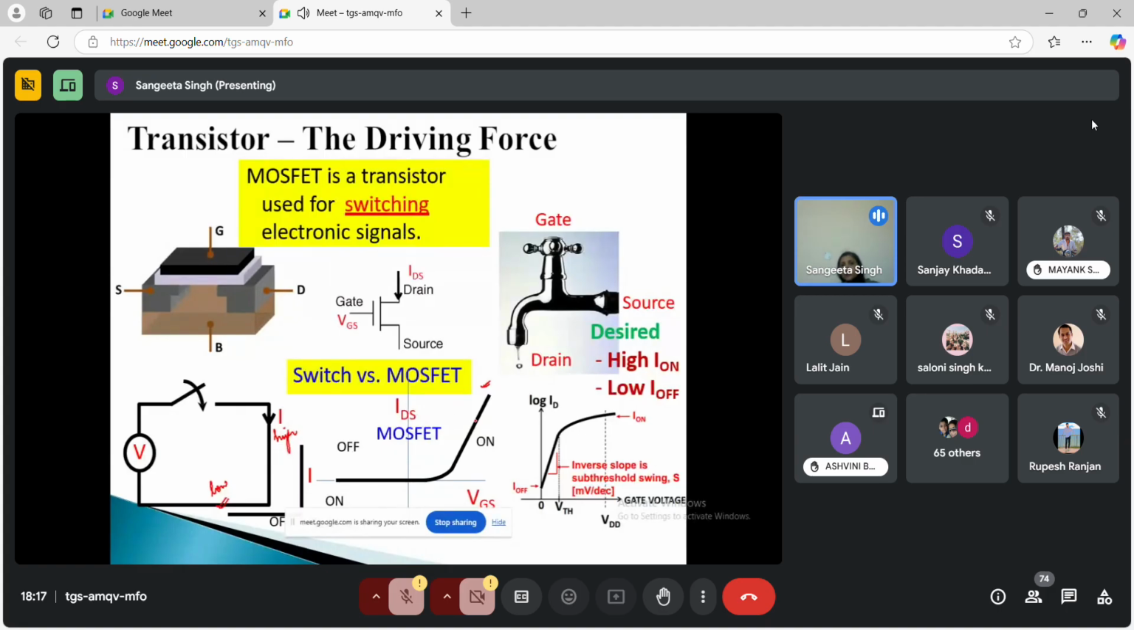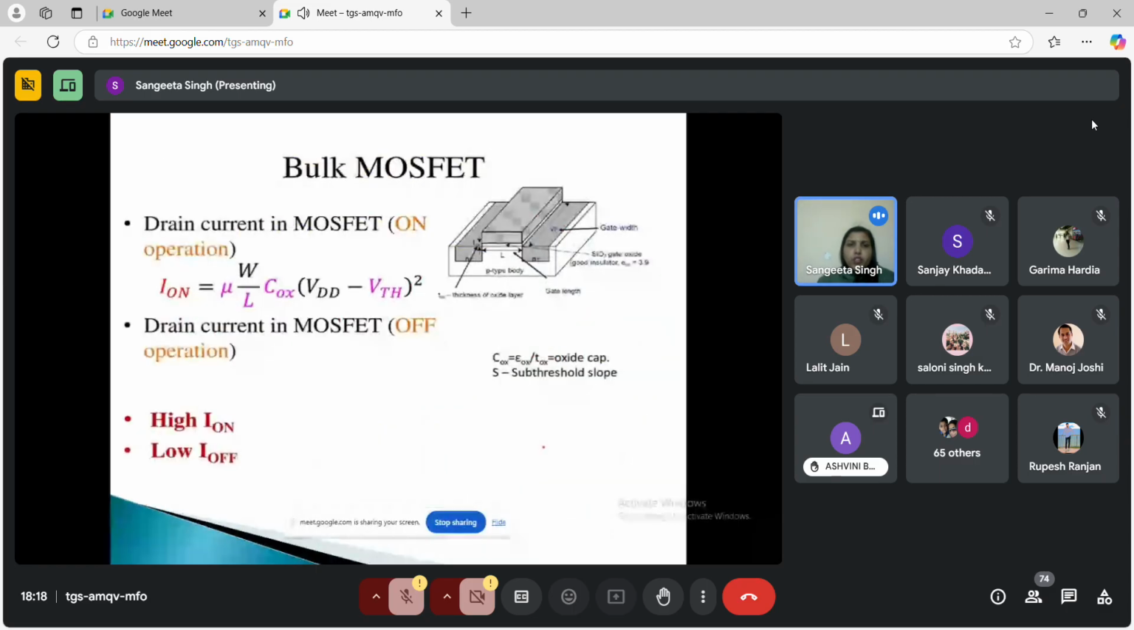Then you are plotting the same VGS on the logarithmic scale. You'll see that the off current is very low, of the order of 10 to the power minus 12, minus 13, and the minimum Ion current that you need for an electronic switching is of the order of 10 to the power minus 3 amperes, that is milliamperes. You at least need a current of the order of milliamperes to let your circuit work efficiently.